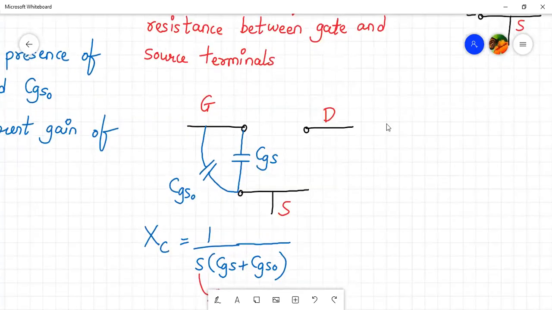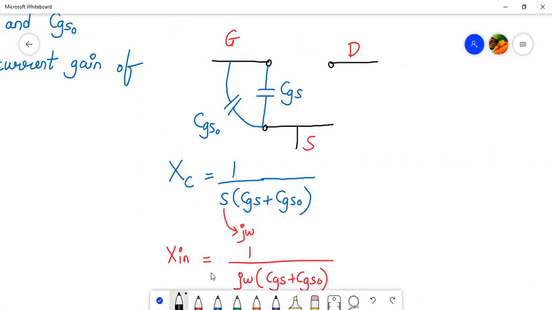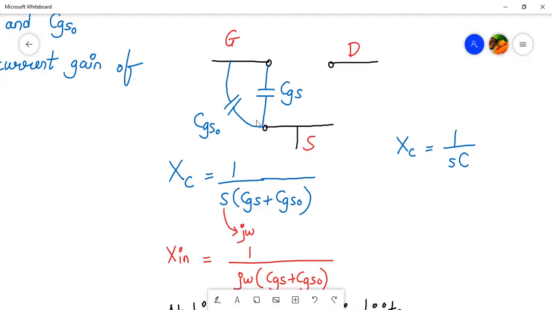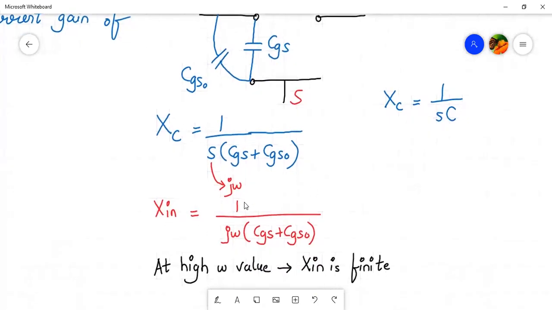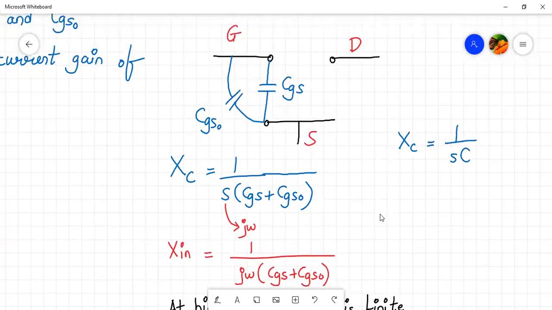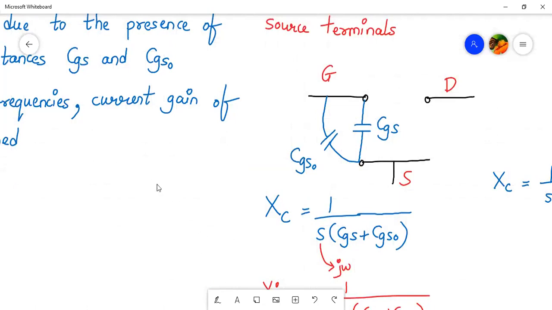Because of these two capacitances, what will be the impedance offered? The impedance offered by any capacitance is XC = 1/(sC). Here there are two capacitors in parallel, so we can write XC = 1/(s(CGS + CGSO)), replacing s by jω: 1/(jω(CGS + CGSO)). So now the impedance is a function of frequency. At a very high frequency, this becomes my input impedance, and my gate current is not equal to zero. Xin is 1/(jω(CGS + CGSO)), which means that even at a very high value of angular frequency ω, the input impedance is finite and non-zero.